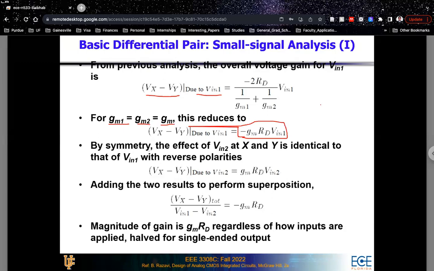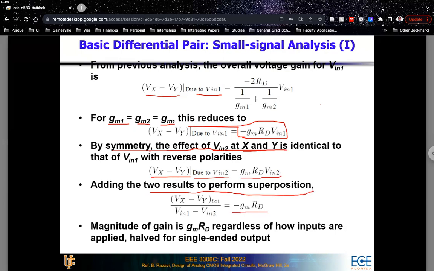Now by symmetry, you can next apply Vin2 instead of applying Vin1. That's what we do while doing anything with the superposition theorem, right? You first apply one of the sources, assuming the other one is grounded, and then you ground the first source and apply the second source. Identically, you find out the voltages at x and y, and then eventually find out Vx minus Vy due to Vin2. And that will be equal to gm Rd times Vin2. Now, adding these two results to perform superposition, you get Vx minus Vy divided by Vin1 minus Vin2 to be equal to minus gm times Rd.